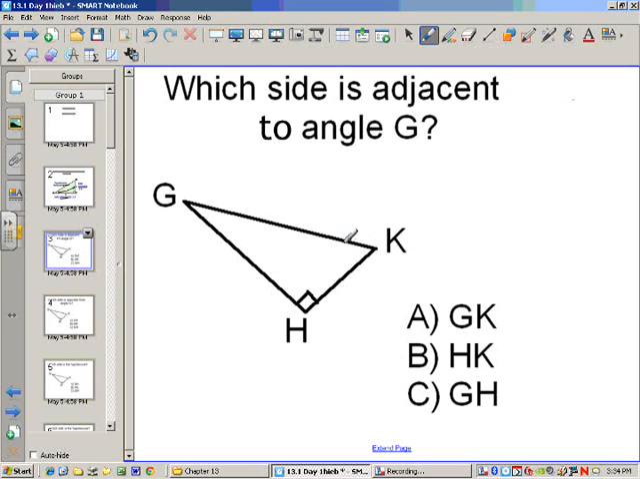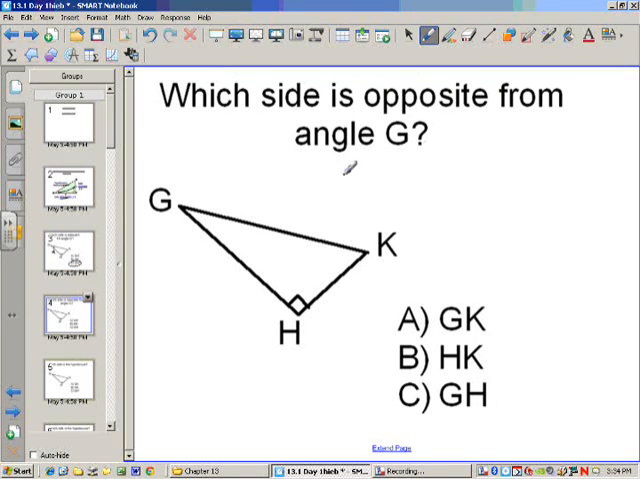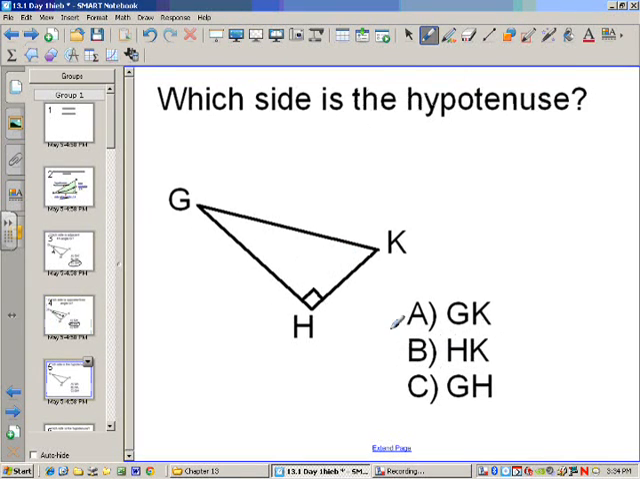So in this situation, what side is adjacent to angle G? Well, here's angle G. Both of these sides are touching angle G. This is the hypotenuse. So this side over here is the adjacent side, so GH. Which side is opposite of angle G? Opposite of angle G will be HK. Which side is the hypotenuse? Across from H, this would be the hypotenuse.